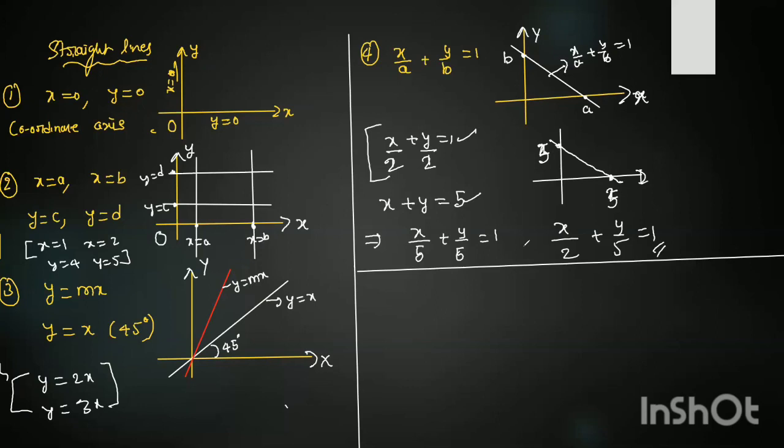The third number, 90 degree, 45 degree. Please repeat this again, sir. Third number, y is equal to x means it is through the origin, making an angle of 45 degree. What is your doubt? You understood?